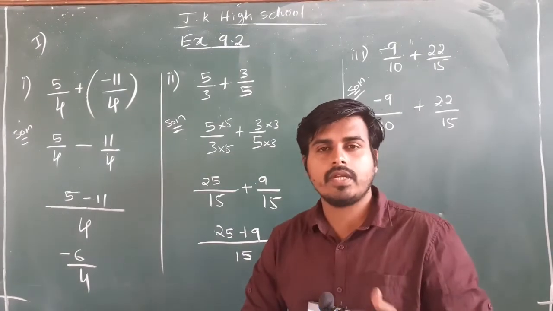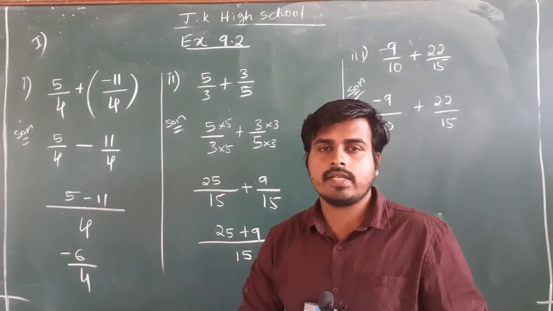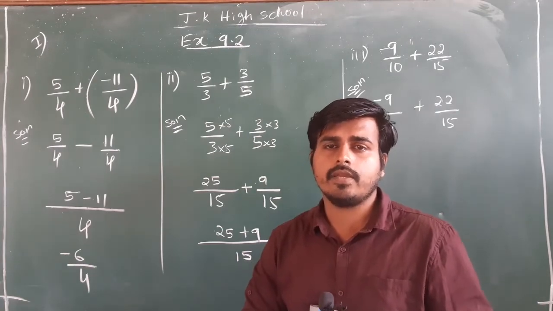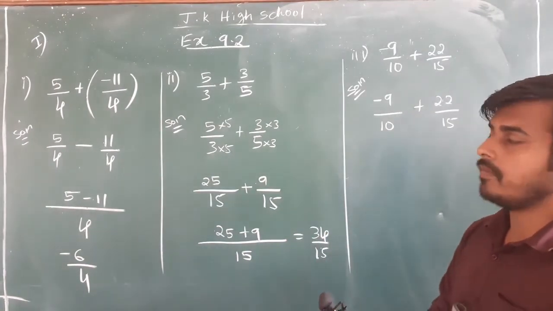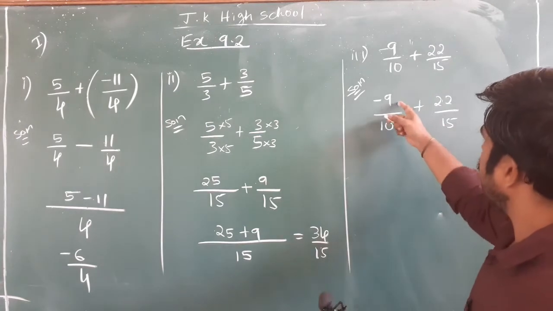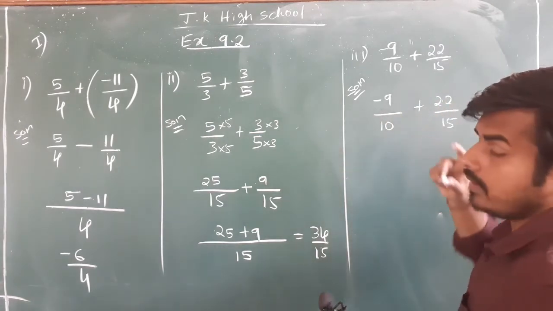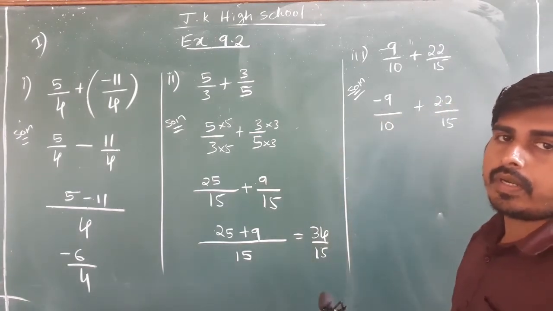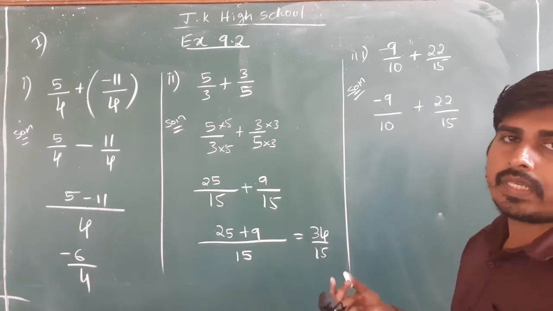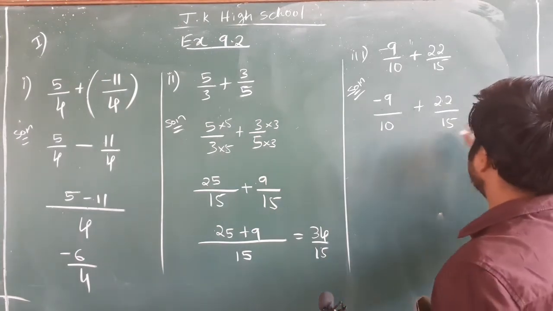Just if you think in your mind, you can get it easily. 10 3s are 30, 15 2s are 30. Okay, so 30 is the common number. Or if you want to multiply 15 here and 10 here, then also you can get the same answer, but you are increasing the calculation process. That's it. So whatever, 30 is the common.